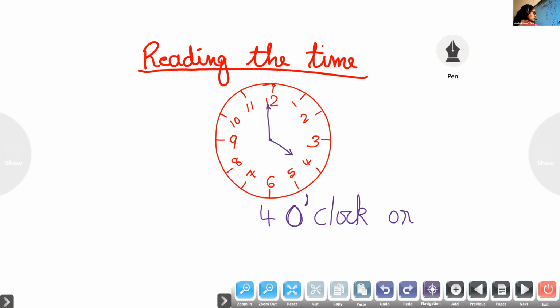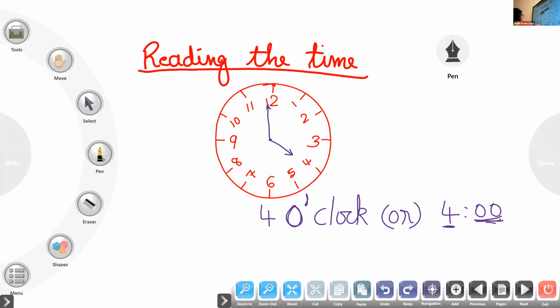Or the other way of writing the time is 4, put 2 dots and 0, 0. This is the other way of writing the time. This is for the short hand and this is for the long hand. Since the long hand is always on 12, we will write it as 0, 0. Okay. Now, next one more I will just show you.